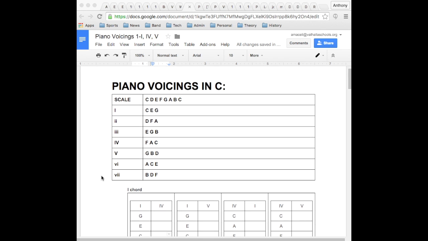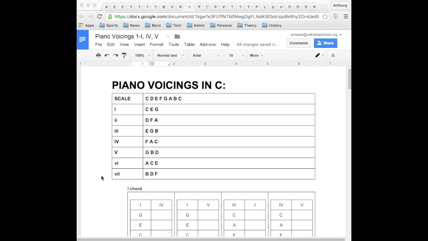Let's now get into the nitty-gritty of how to play the keyboard a more proper way. So before we do that, we're going to review chords in the key of C, because in this class we will be playing in the key of C. And then we will transpose the keyboard to the key that the song is in. So now, let's look at each chord in the key of C on the piano.